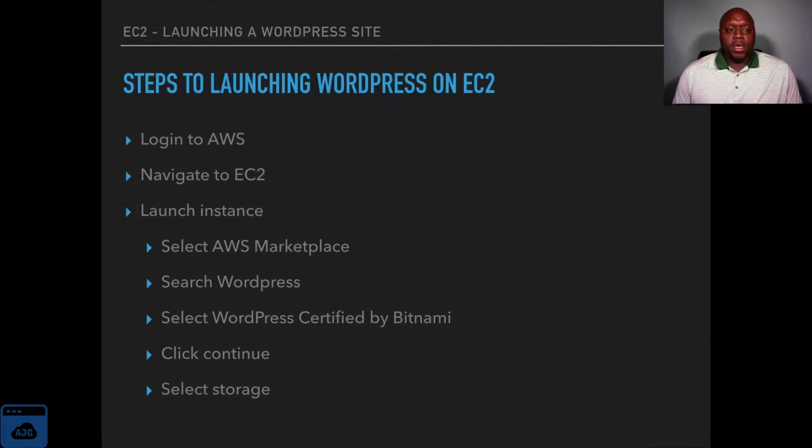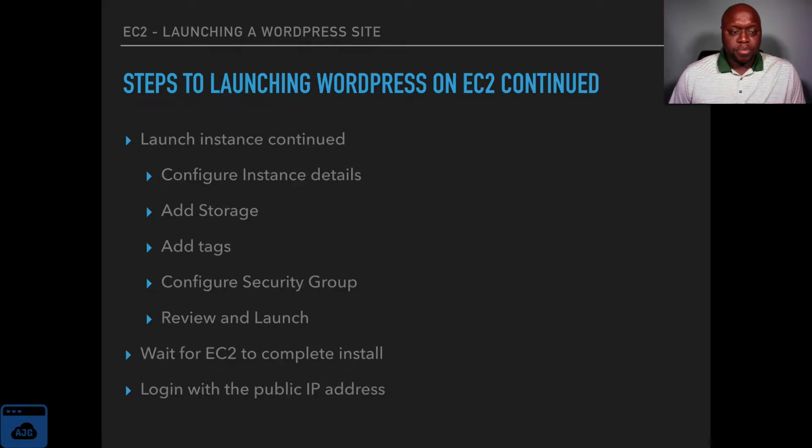So what you see here are the steps that we'll take to create this WordPress site. First, we'll log into Amazon Web Services. We'll navigate to EC2. We'll click that Launch Instance button, and then basically follow the steps of going to the AWS Marketplace, searching WordPress, selecting WordPress certified by Bitnami, click Continue, and then the next steps are very similar to what we did in the last tutorial.